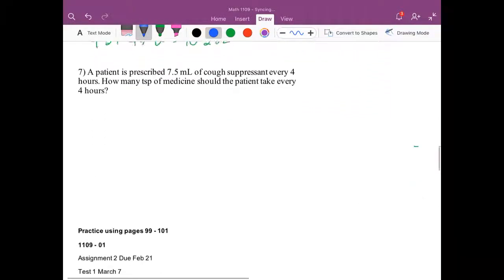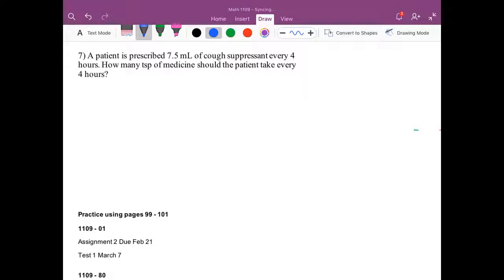Okay, let's take a look at number 7. A patient is prescribed 7.5 milliliters of cough suppressant every 4 hours. How many teaspoons of medicine should the patient take every 4 hours? So what throws people off here is they see the every 4 hours, but if you look, the every 4 hours is repeated in both ratios, so it really doesn't matter that it's 4 hours. It could be 10 hours, 6 hours, 2 hours. It really doesn't matter because the 4 hours is consistent. So they're basically just asking us, well, how many teaspoons is 7.5 milliliters?